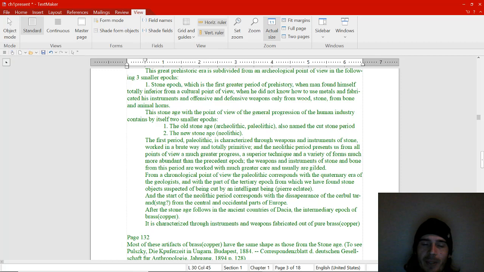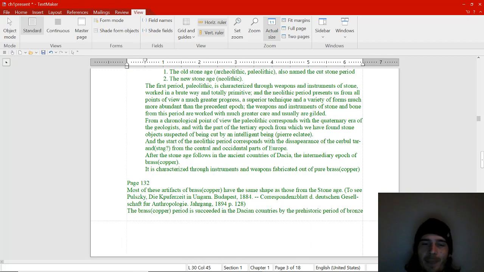brass/copper moving forward. It is characterized through instruments and weapons fabricated out of pure brass/copper. Page 132. Most of these artifacts of brass/copper have the same shape as those from the Stone Age.